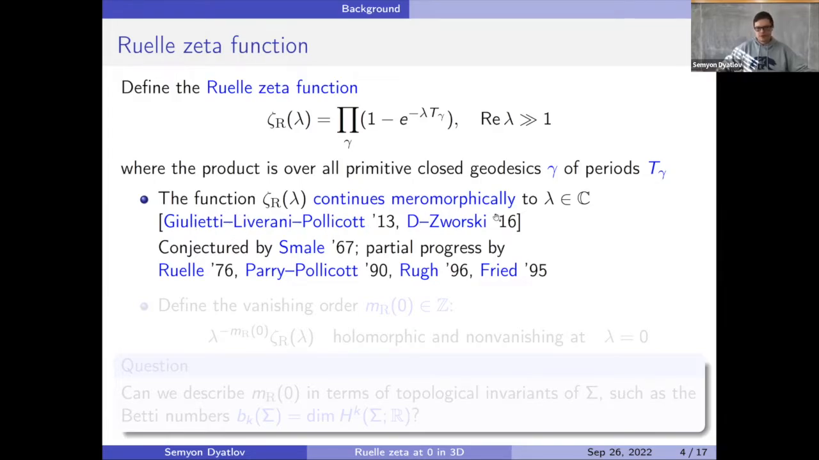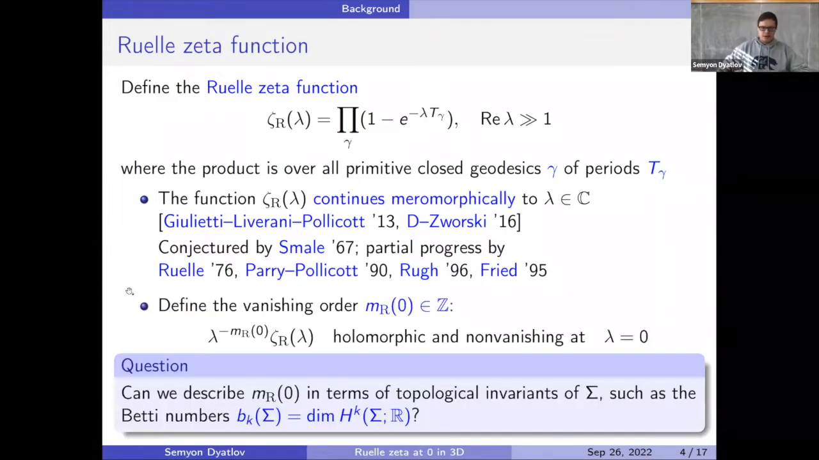That was proved by Giulietti, Liverani, and Pollicott. And then Dyatlov and I later produced a different proof, which is the proof that we'll be using, and it gives a bit more microlocal information that will be useful for us, certainly. And it's been a long study of this meromorphic continuation. It was first conjectured in a related setting by Smale in '67.